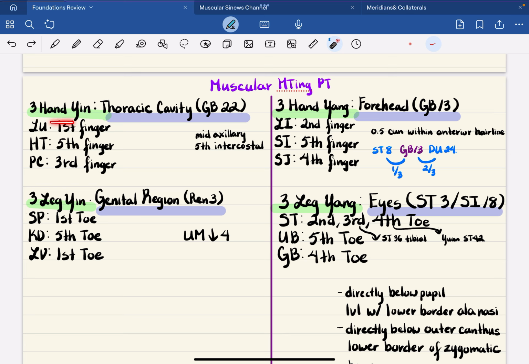And same thing with the three hand yins. They're going to eventually go to the trunk of the body, but it's the thoracic cavity and then the genital region. The thoracic cavity is situated higher, anatomically, than the genital region.